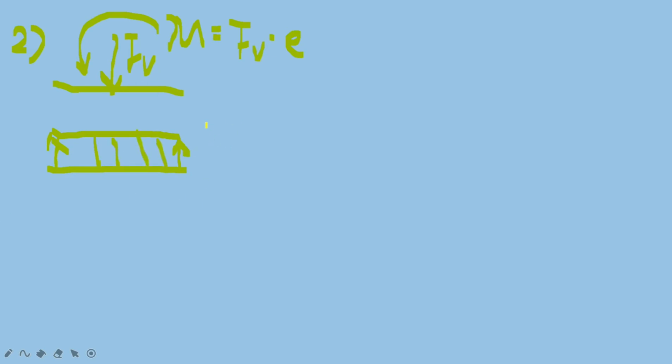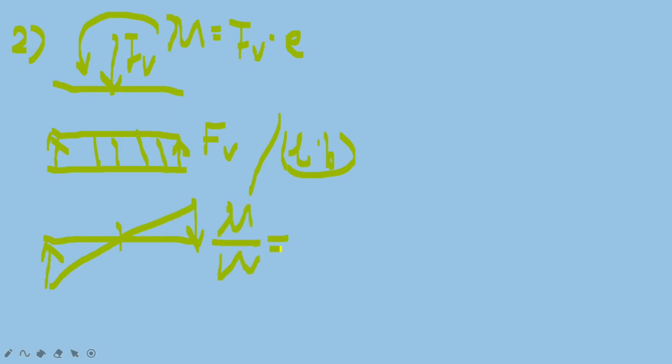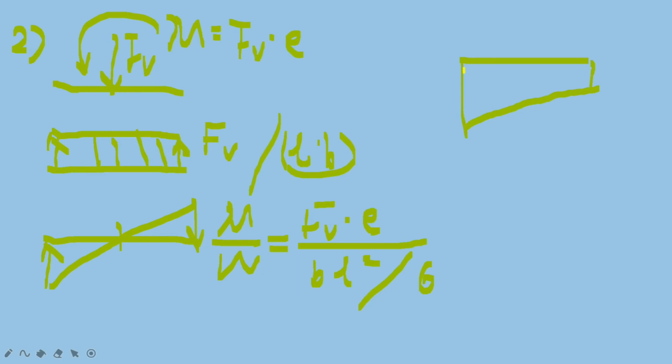So the pressure generated by Fv is Fv over the area, and the maximum pressure caused by the bending moment is M over W. For a rectangular cross-section, the W, which is the section modulus, is equal to B L squared over 6. And now we can combine them together. So we have P max here and P minimum here. Because we don't know the magnitude of the pressure generated by M, we have to discuss several cases.